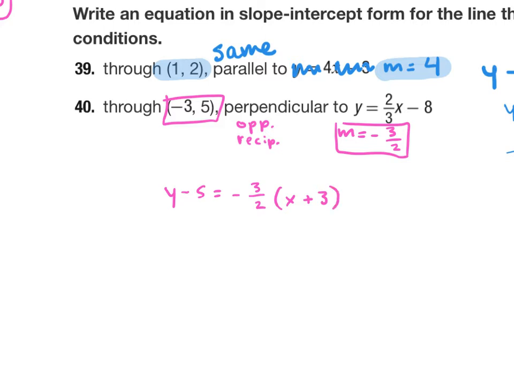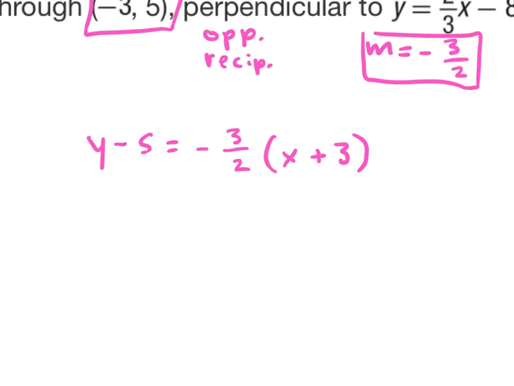Now we need to put it into slope-intercept form. What do we do first? We need to distribute first. Before we can add 5, we have to distribute. So we have y minus 5 is equal to negative 3/2x. What is negative 3/2 times 3? Negative 9/2. Perfect. So remember, we just multiply our numerators together. Multiply the tops and multiply the bottoms.